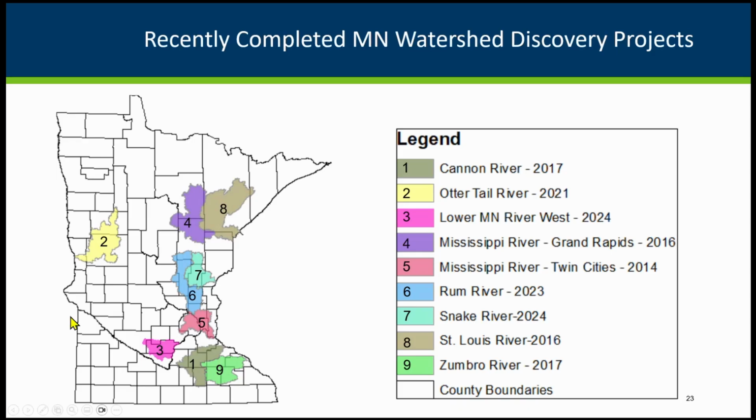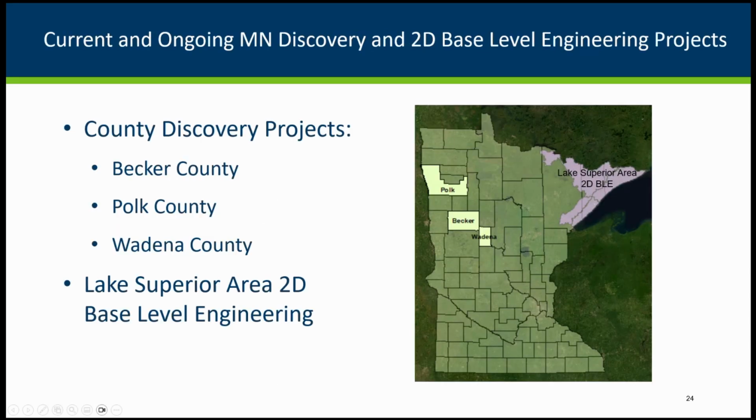So here you can see some of the more recent discovery projects that have been completed around the state in the last decade or so. And hopefully some of you on the call have been involved in one or more of these projects. Sometimes we do discovery just on a county basis, either because we don't need to do the entire watershed or to finish off a portion of a county that has had some of it already completed as part of a watershed project. We did recently complete discovery for a portion of Becker County outside of the Otter Tail River watershed, and also Polk County.